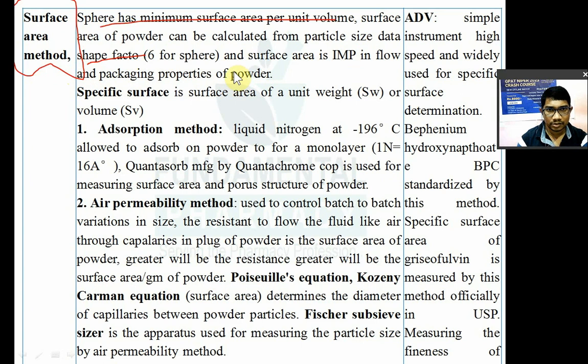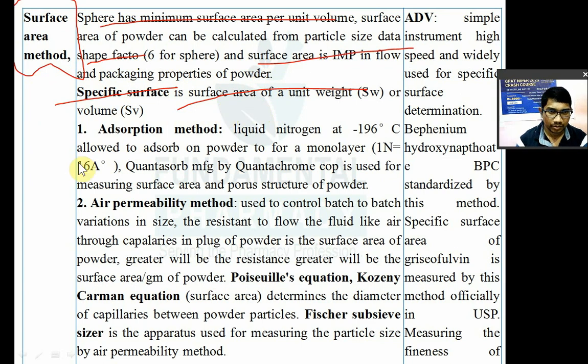Specific surface area is important in the flow and packaging properties of powder. Now, what is meant by specific surface? Specific surface is nothing but the surface area divided by weight. Surface area of a unit weight. Specific surface is nothing but the surface area of a unit weight or volume.